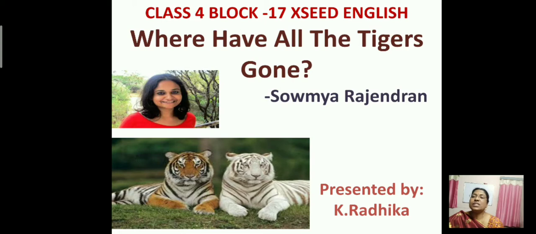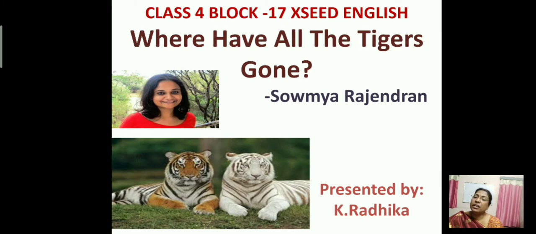In today's class we are going to learn block 70. It is for class 4 Xseed English. The name of the lesson is Where Have All the Tigers Gone? It is written by Sowmya Rajendran.